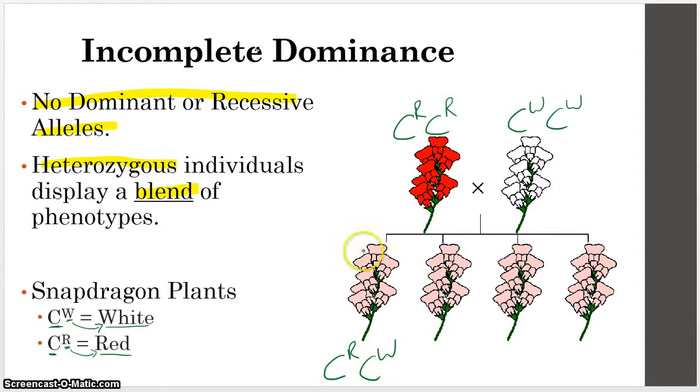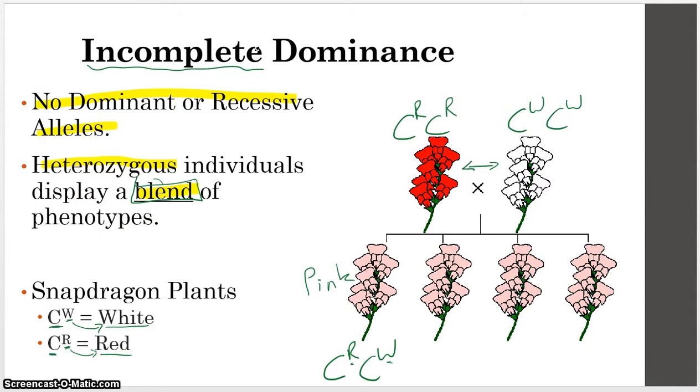CR CW. And so in incomplete dominance, this is where we end up with a blending of both of these colors. So instead of it showing the red being dominant or the white being dominant, instead we mix the red and the white, and then we end up with a third phenotype, which is pink flowers. Right? So in incomplete dominance, we are blending phenotypes.